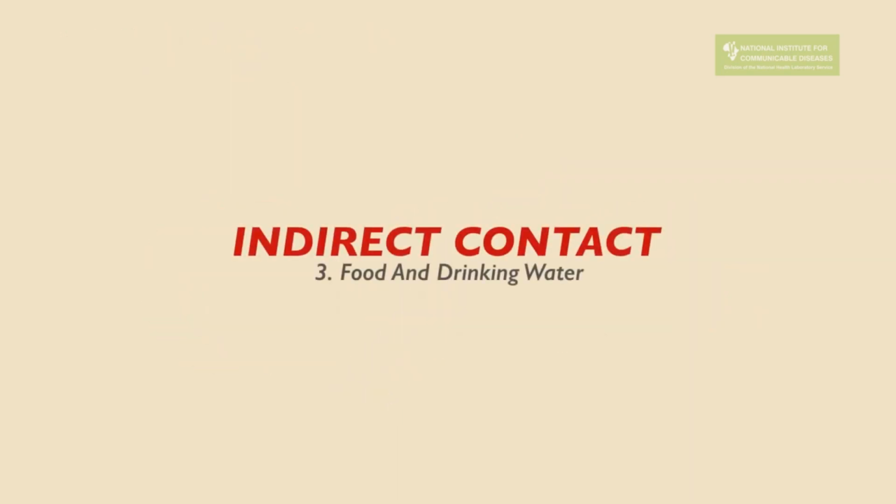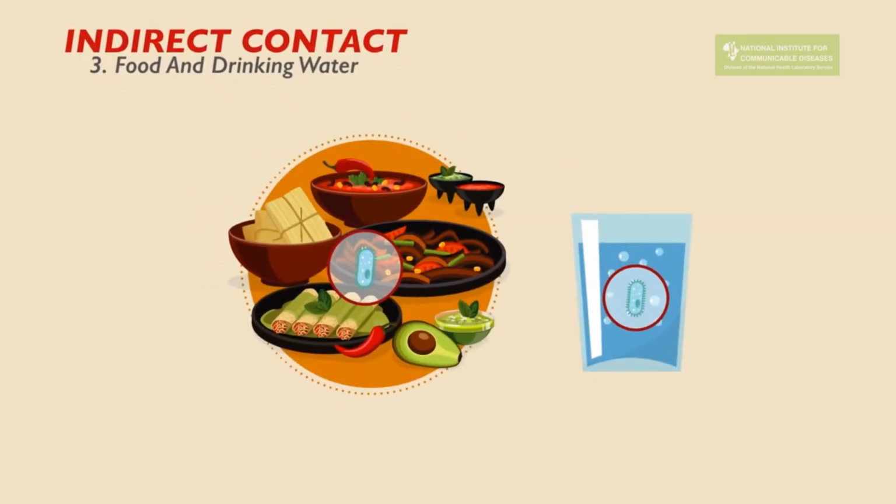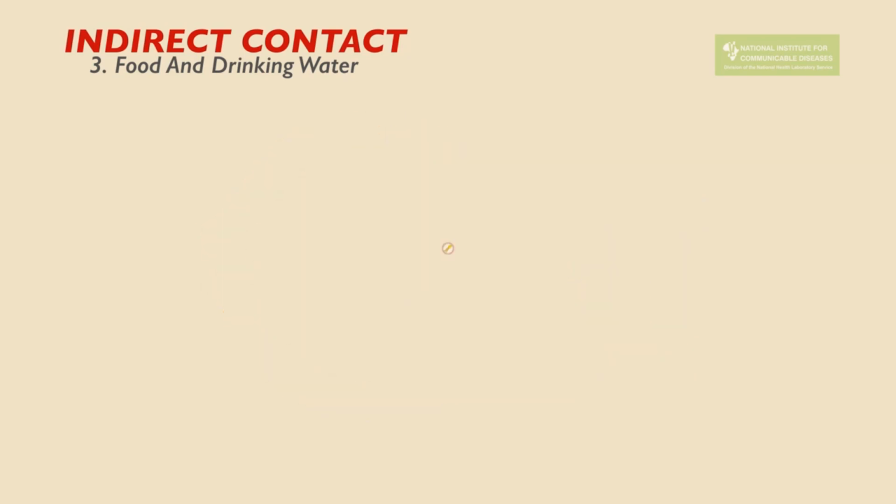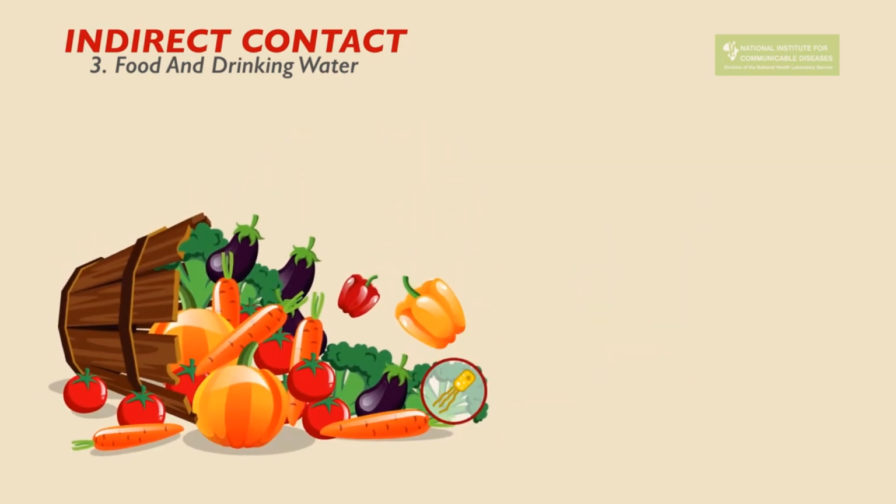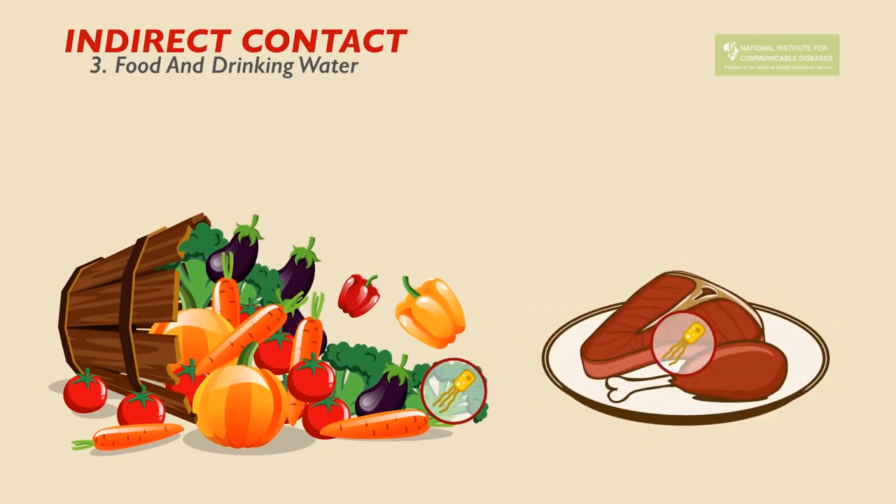Food and drinking water. Infectious diseases can be transmitted via contaminated food and water. E. coli is often transmitted through improperly handled produce or uncooked meat.